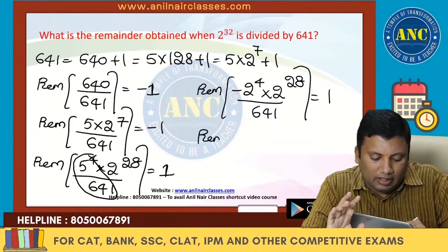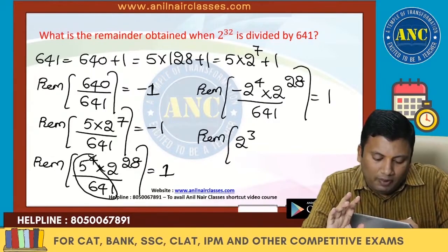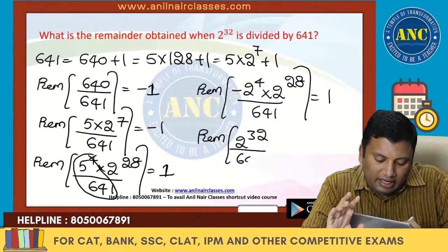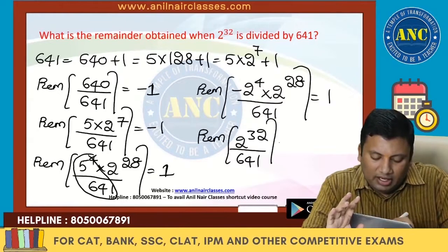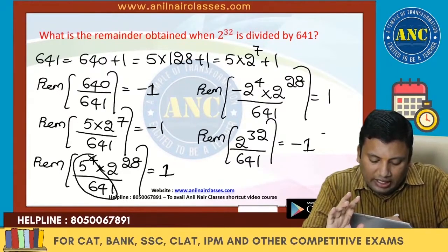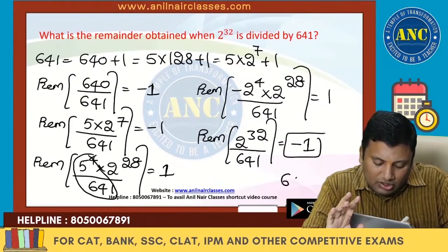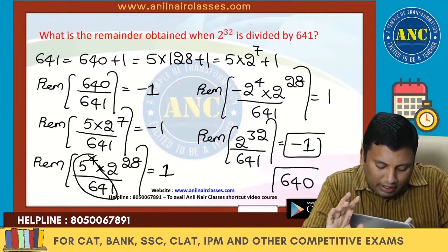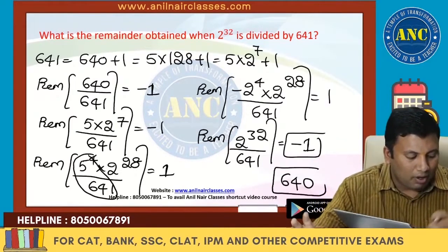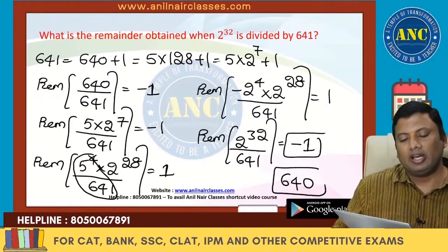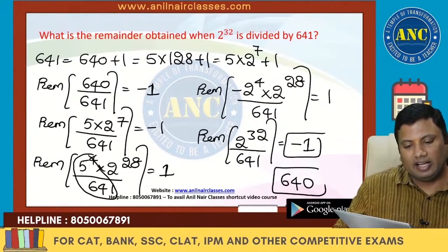These are nothing but the remainder of 2 power 32 divided by 641. Minus multiplication, it is minus 1. Minus 1 means the positive remainder will be 640. I hope the idea is clear.